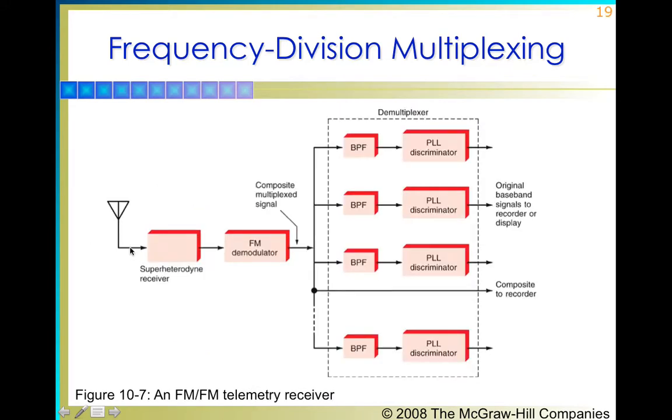This is a kind of FM telemetry system demultiplexer, where the original signal is received over here by the antenna, and the receiver filters that signal and then sends it to the FM demodulator, where the RF signal is split from here and the composite signal is retrieved over here.